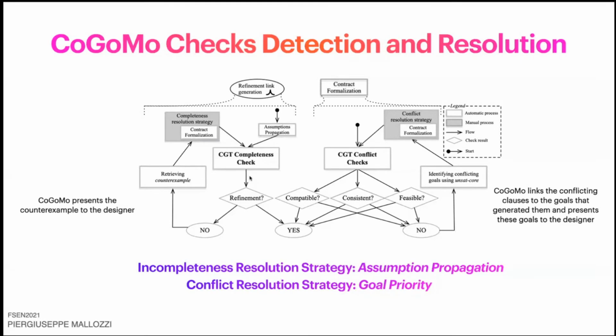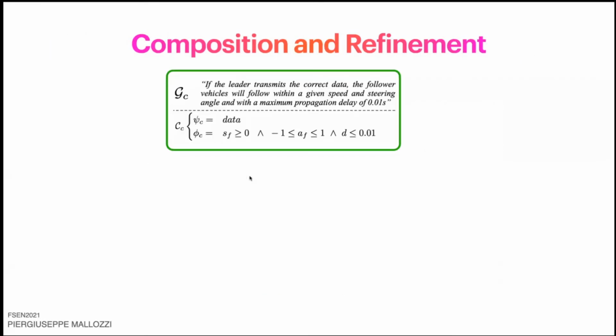Let's start from an example to explain this conflict resolution strategy. This is the goal that I showed before, right? That formalizes the transmission, the propagation delay, and the steering angle of the following vehicle, assuming the data is correct. Now let's decompose this goal into two subgoals: one that establishes the requirements of the network, and one that actually regulates the speeds. So we can assign these to different components.